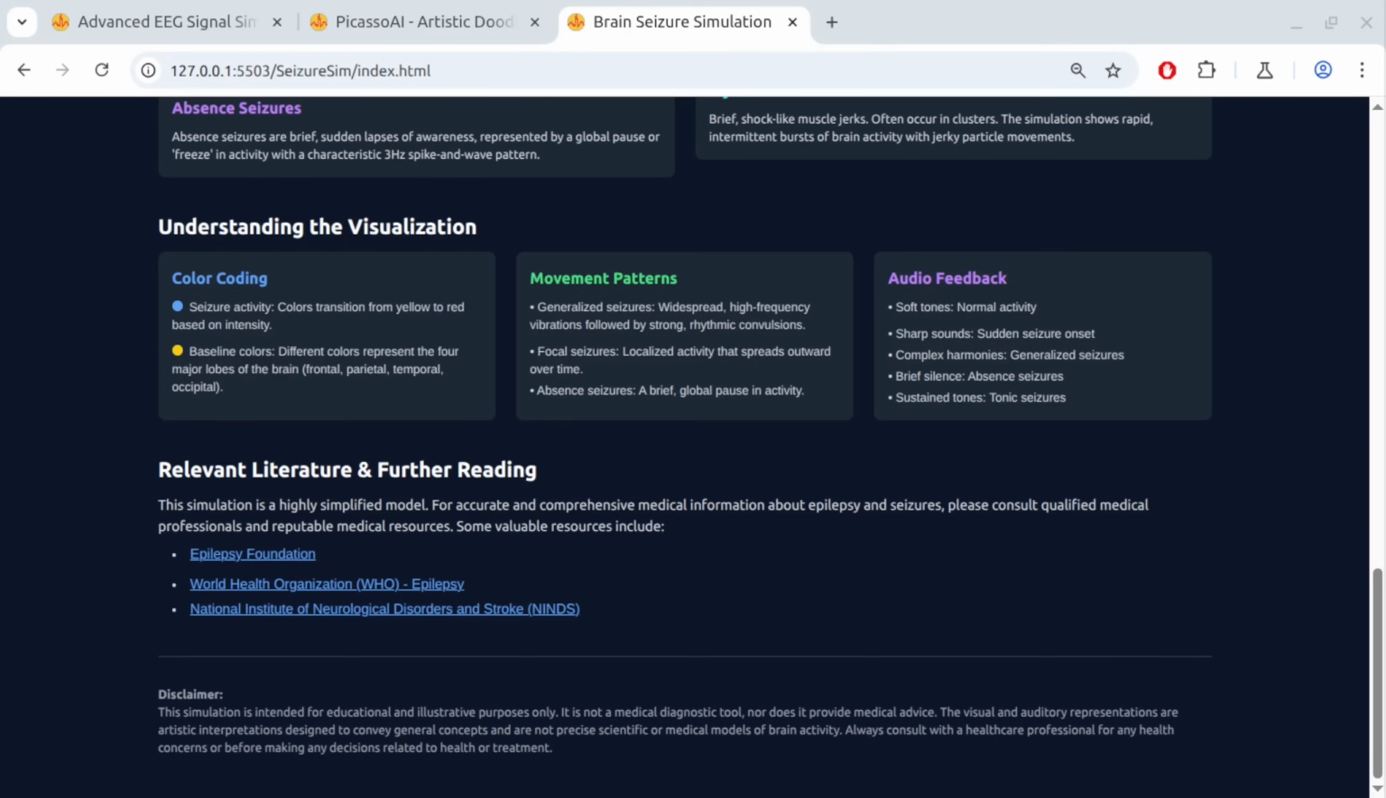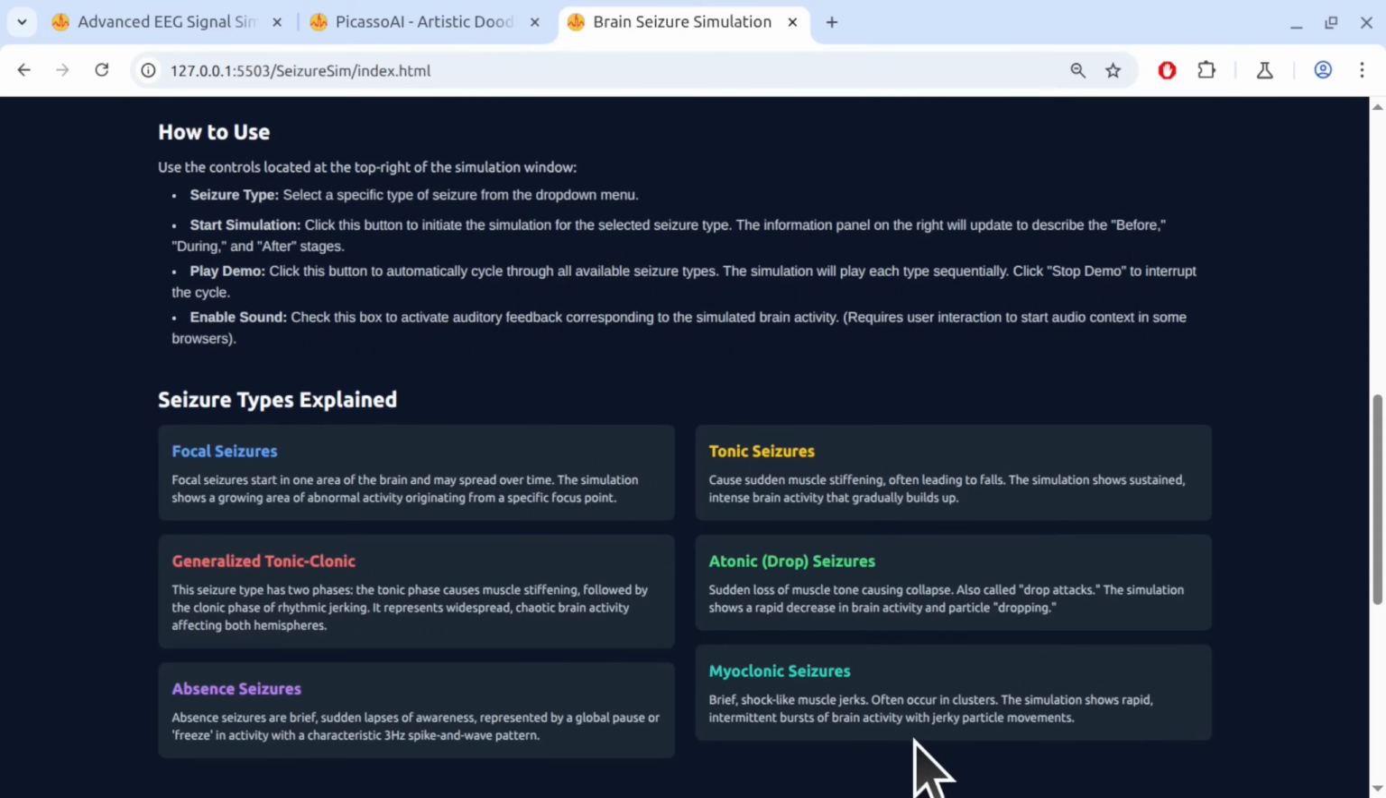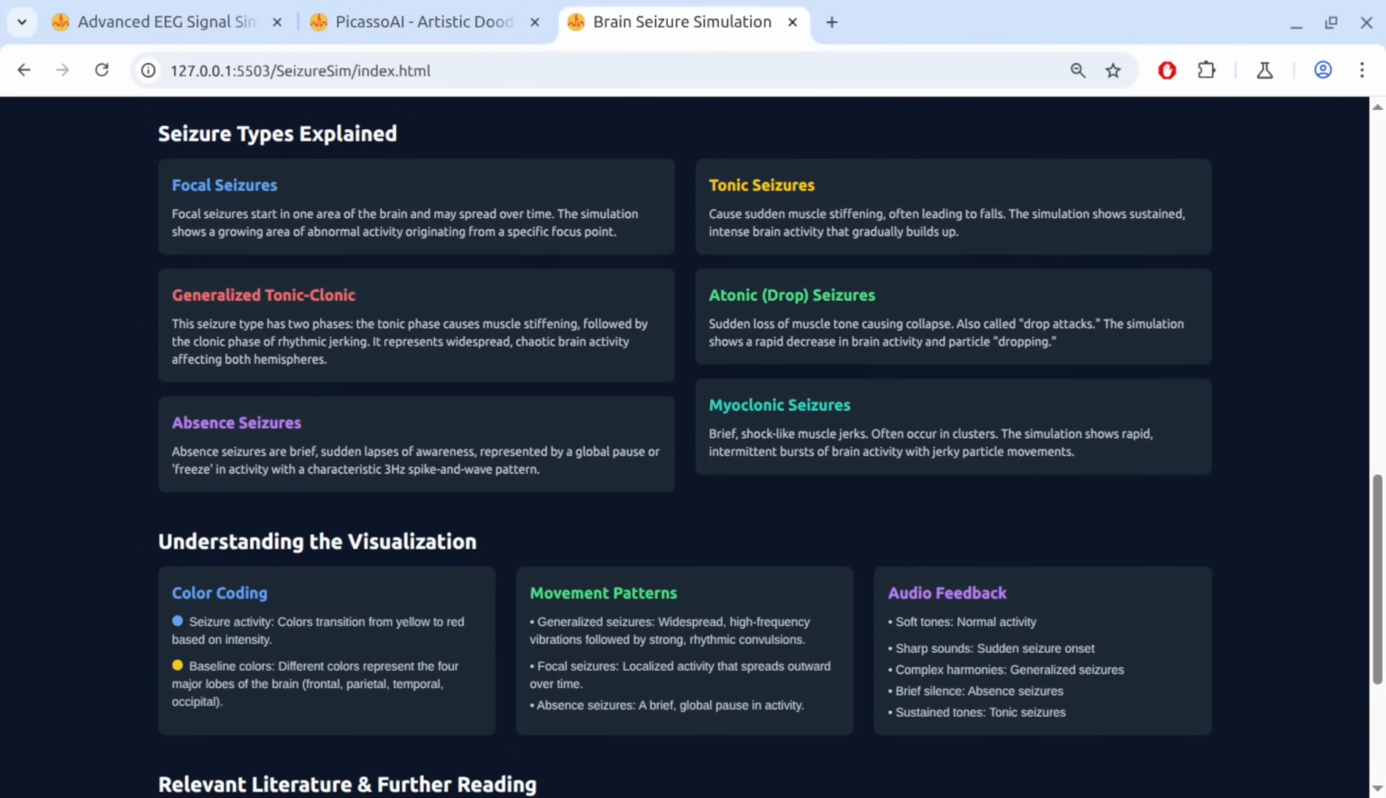Honestly, those warnings are just responsible design. They have to be that strong. It's an ethical necessity. Think about it. You're putting a tool out there that visually represents a serious medical condition. You absolutely have to manage expectations and prevent misuse. People might see it and think, oh, that's what a seizure looks like inside. But it's just one interpretation, and a simplified one at that.